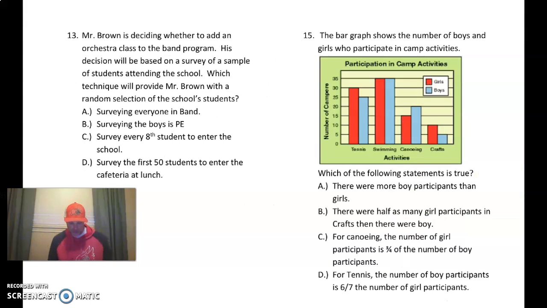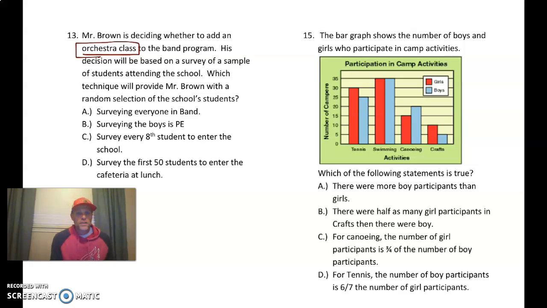Anyways, 13. Mr. Brown is deciding whether to add an orchestra class to the band program. His decision will be based on a survey of a sample of students attending the school. Which technique will provide Mr. Brown with a random selection of school students? So it has to be completely random. Let's think about what he's talking about. He's talking about putting in a new orchestra class.